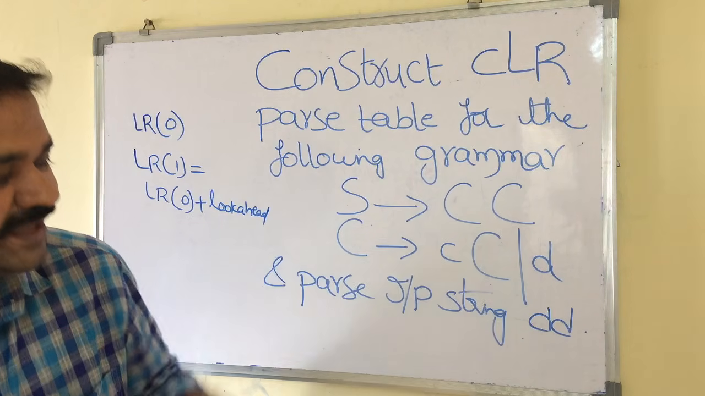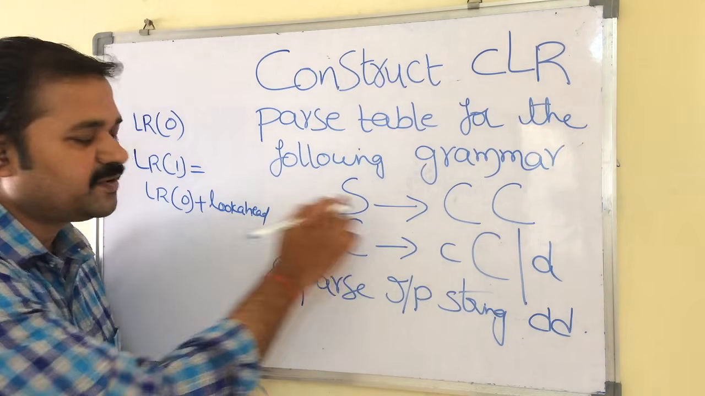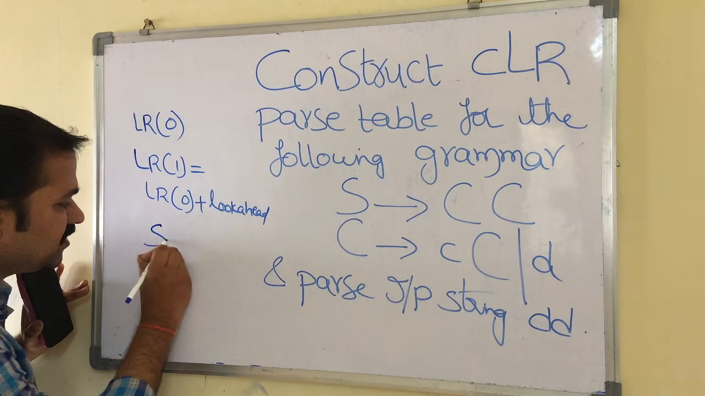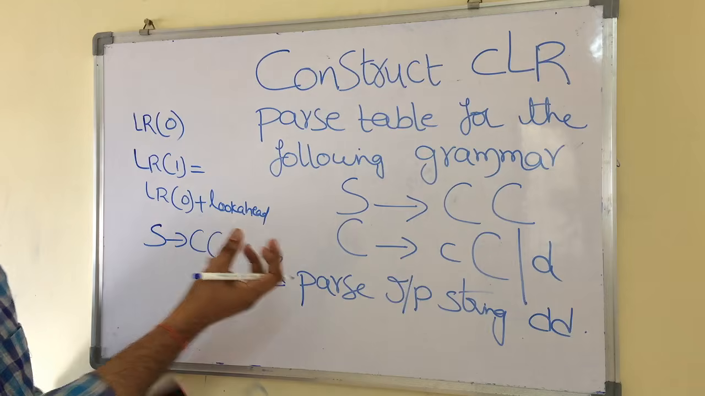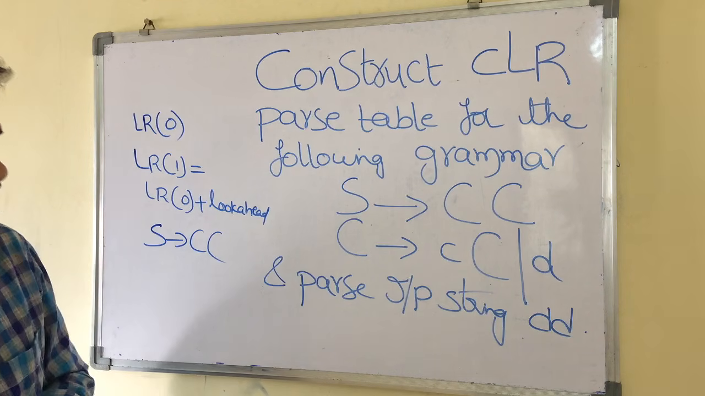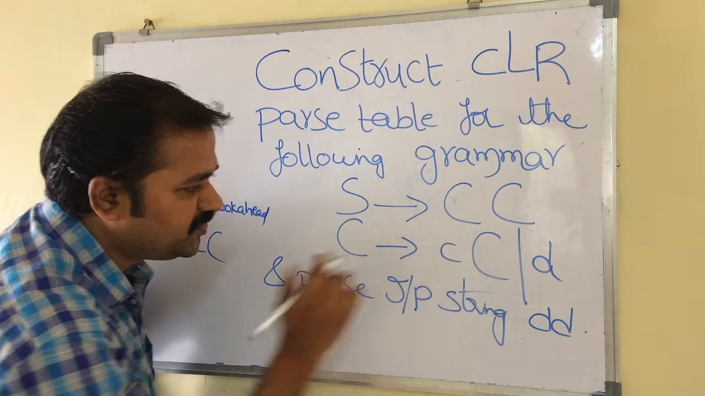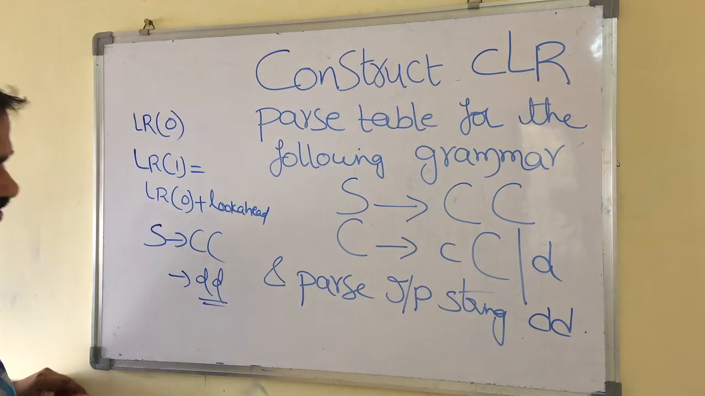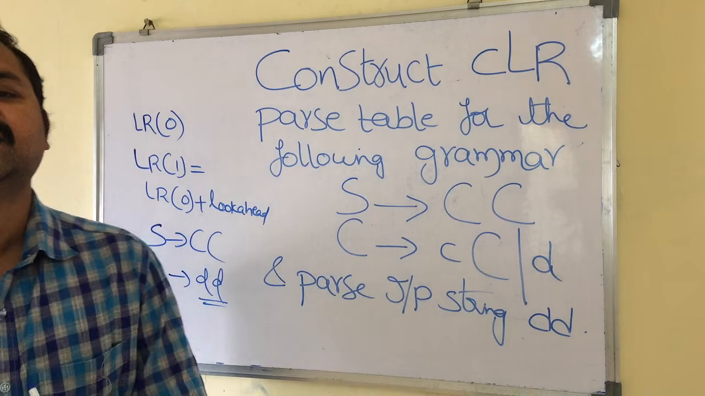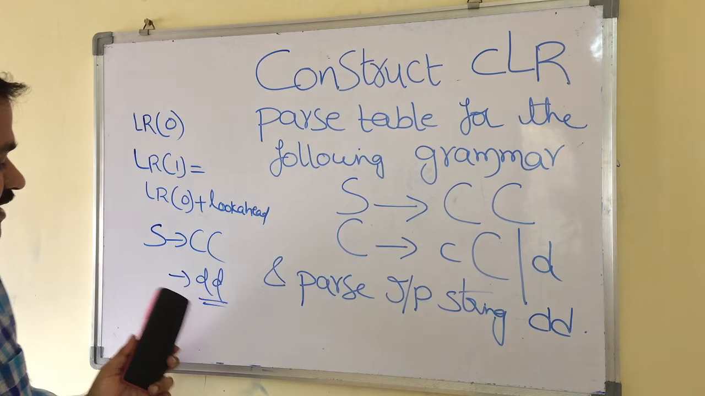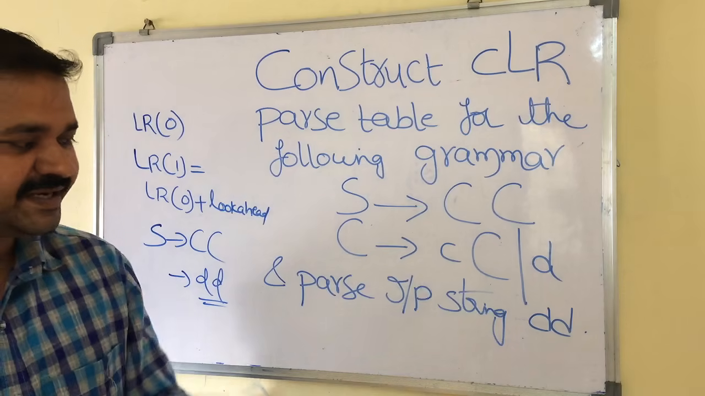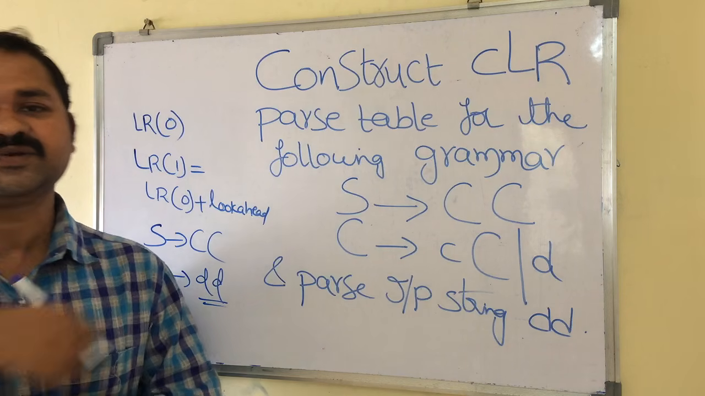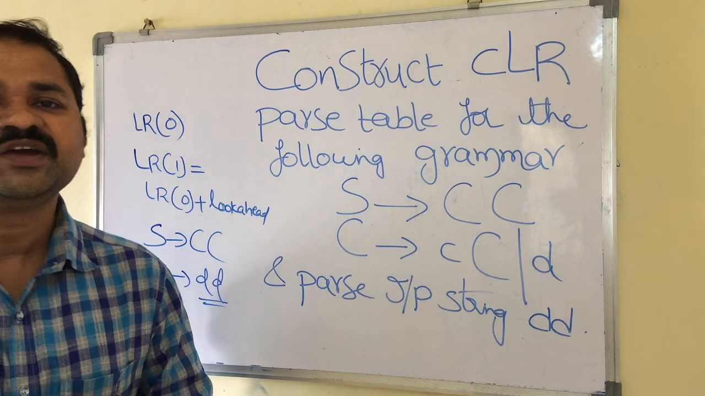We know that in order to derive the input string, we start from the start symbol. So what is the start symbol here? S is the start symbol. S produces CC, so the minimum possible input string is, C produces d, C produces d. So the minimum possible input string that we can derive from this grammar is dd. So let us parse the input string dd. The parsing of the input string in CLR is similar to SLR, so there is no difference in parsing.